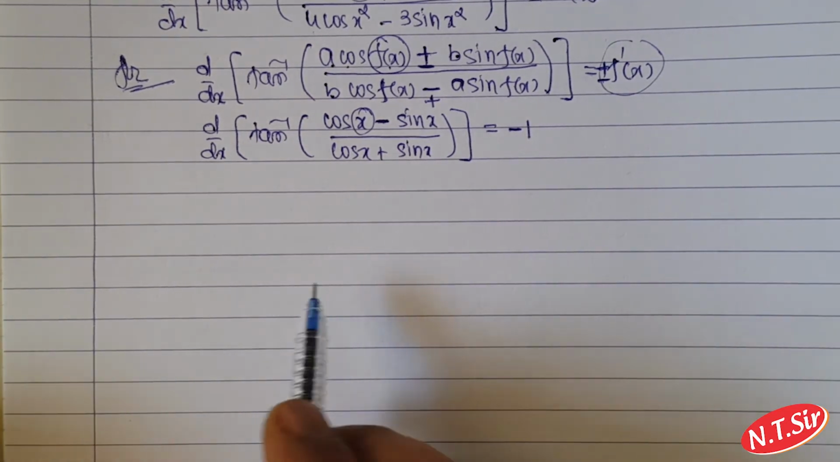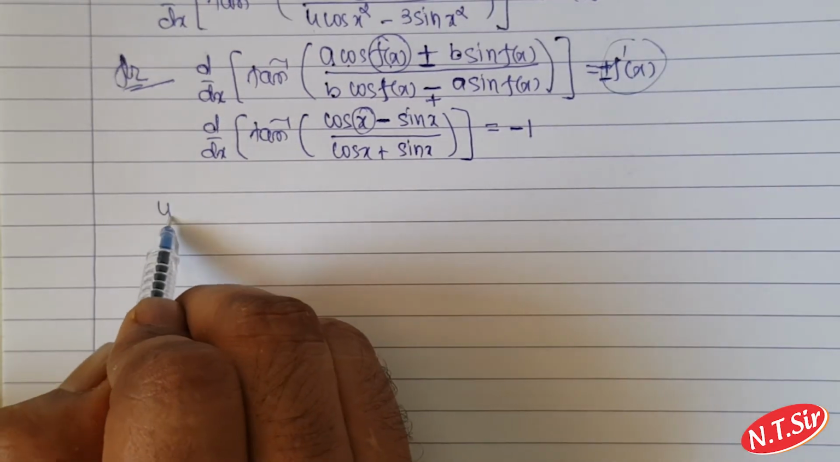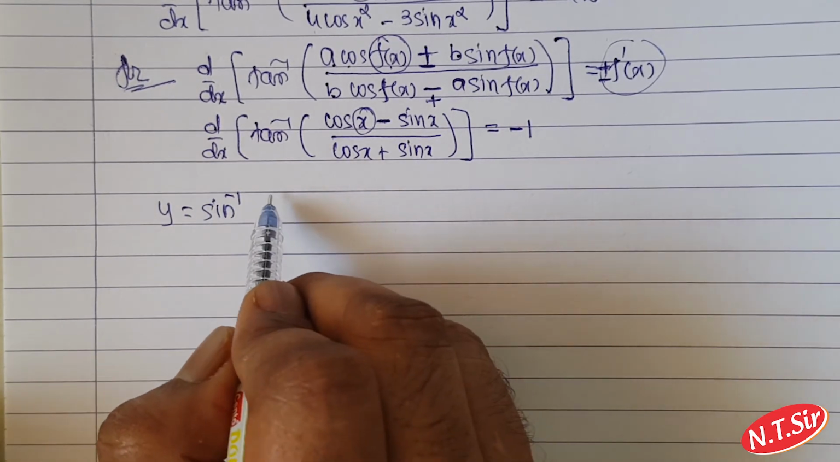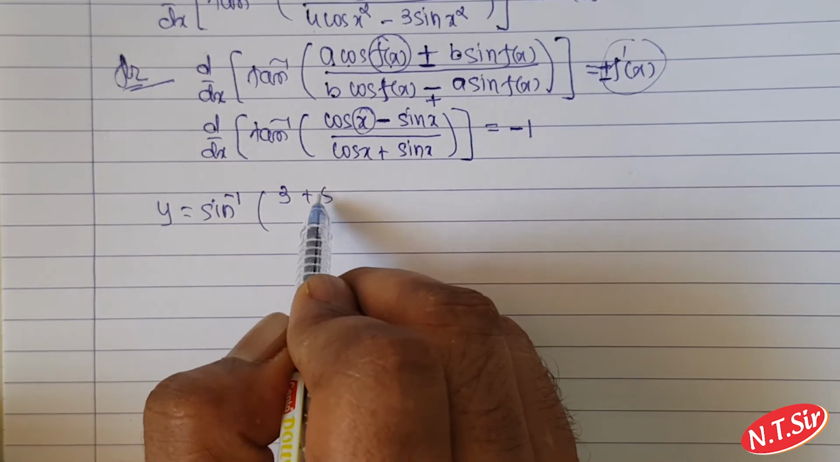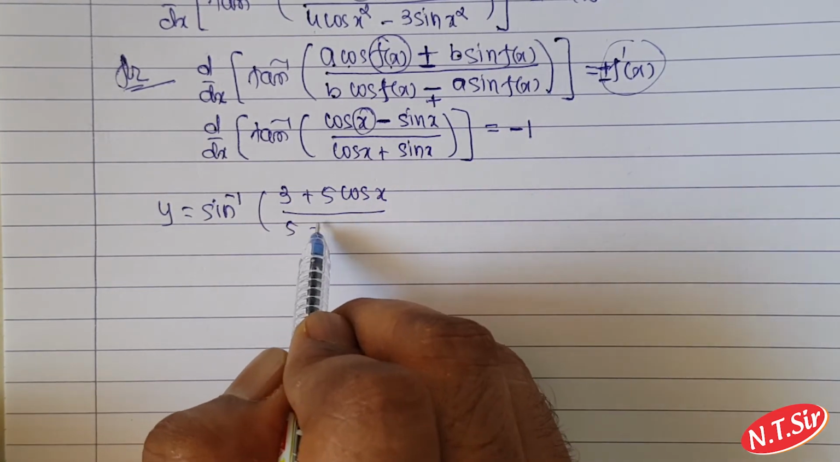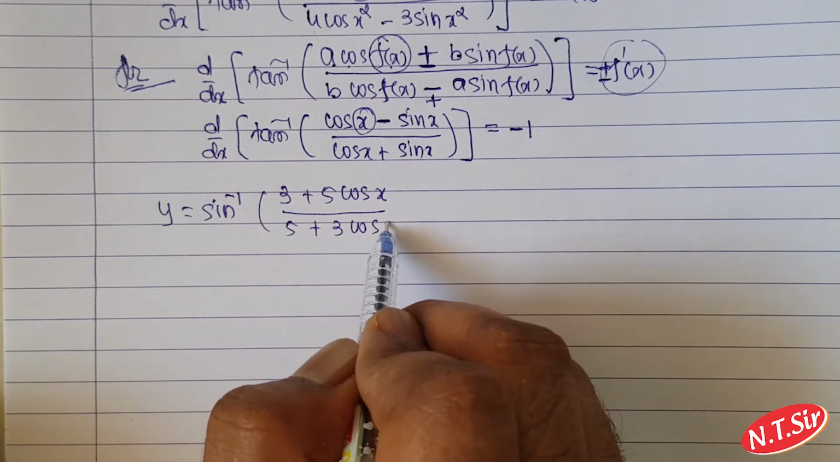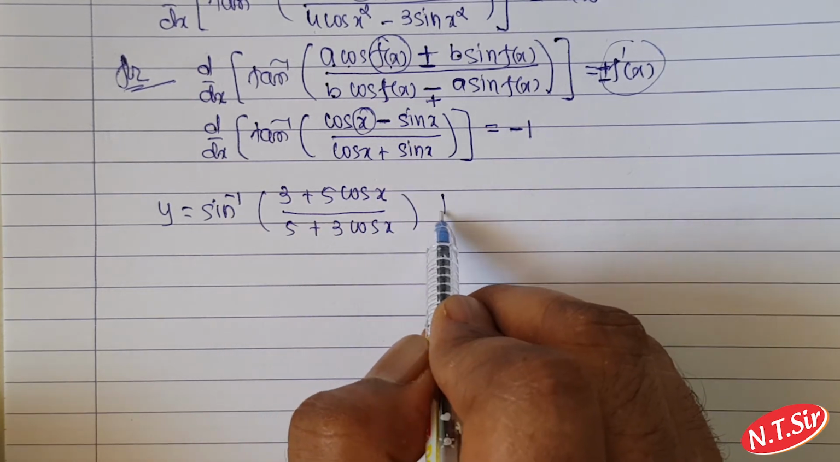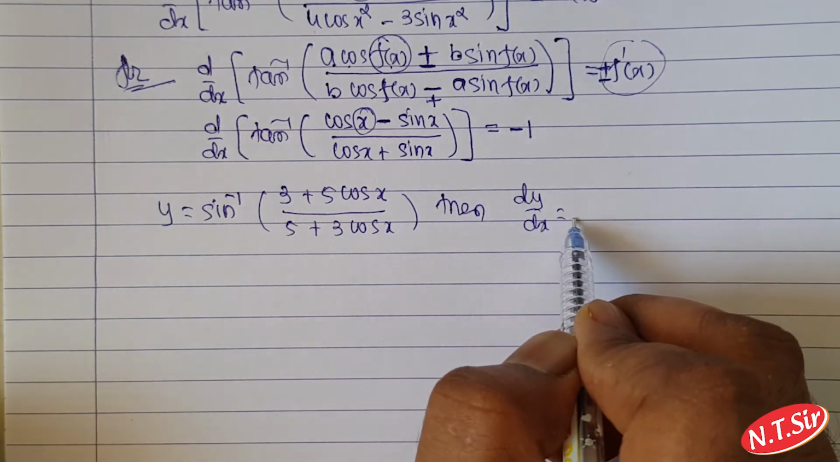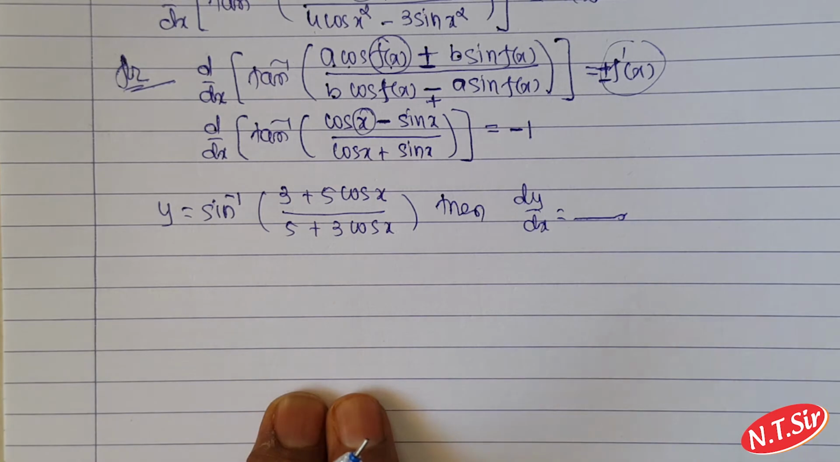Another example: suppose given y = sin inverse of (3 + 5 cos x) upon (5 + 3 cos x). And the question is then, dy/dx is what? This is your question.